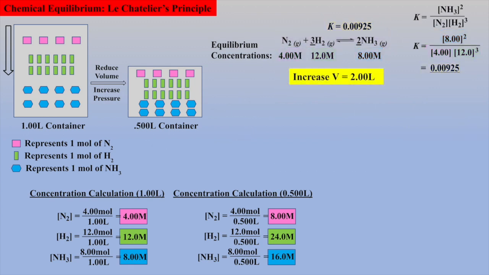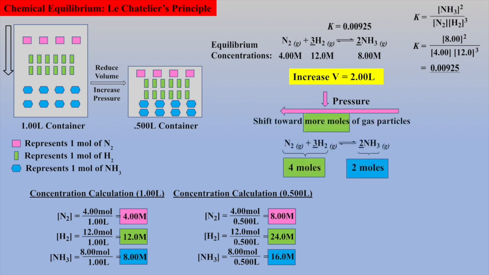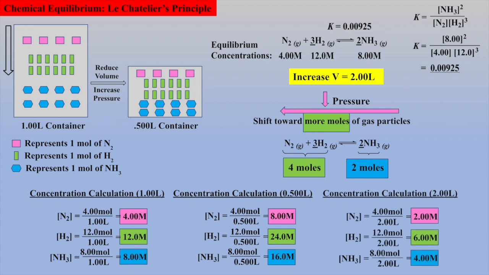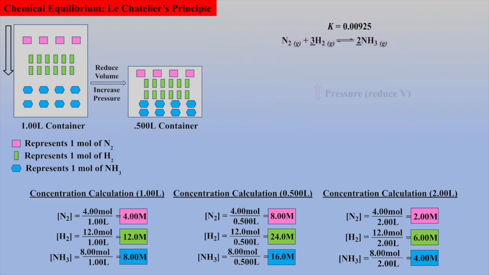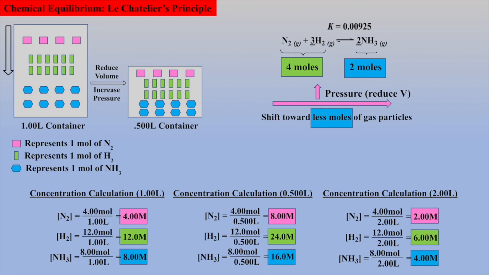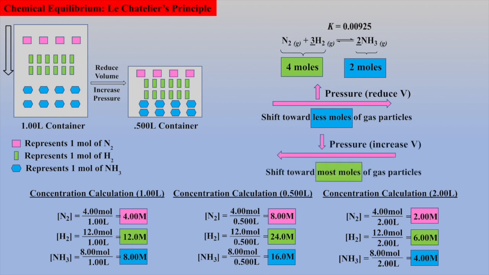One can also imagine the converse mathematical proof if the volume is doubled to 2 liters, which we can think of as a reduction in pressure, that the equilibrium will shift to the left, toward the side with more moles of gas. Calculating the new concentrations, followed by a Q calculation, where Q is greater than K, we prove that the equilibrium must shift to the left, as Le Chatelier's principle predicts. In summary, if the pressure is increased, the shift will be toward less moles of gas particles, and if the pressure is decreased, the shift will be toward more moles of gas particles.